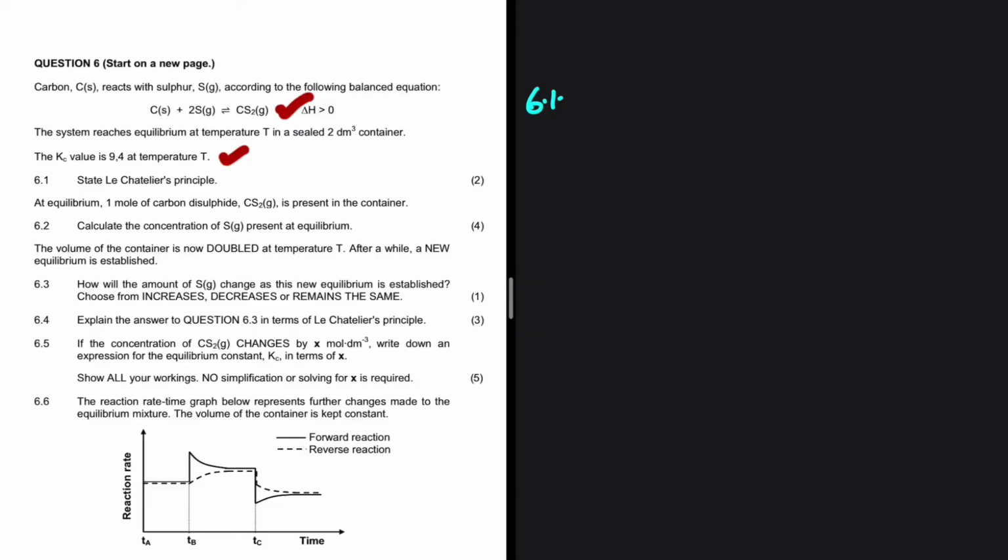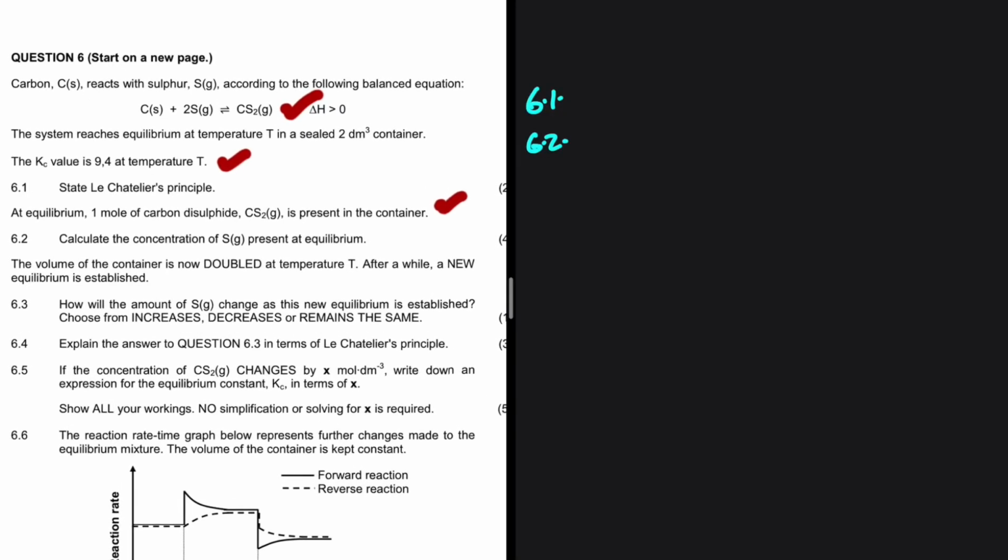It says that when the equilibrium in a closed system is disturbed, the system will reinstate a new equilibrium by favoring the reaction that opposes the disturbance. That is Le Chatelier's principle. 6.2, on the other hand: at equilibrium, 1 mole of CS2 is present in the container. Calculate the concentration of S present at equilibrium.